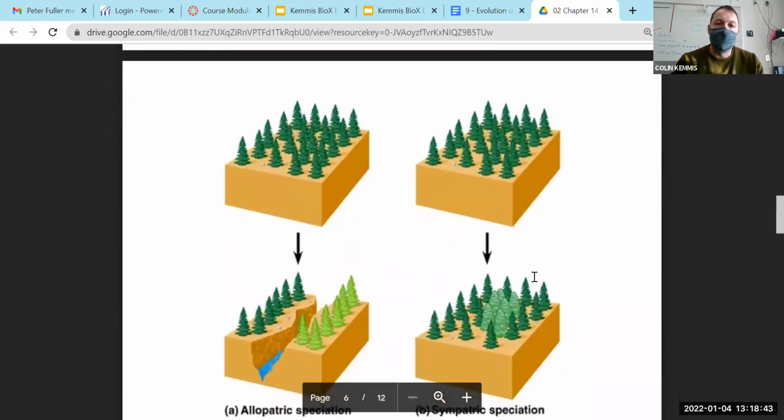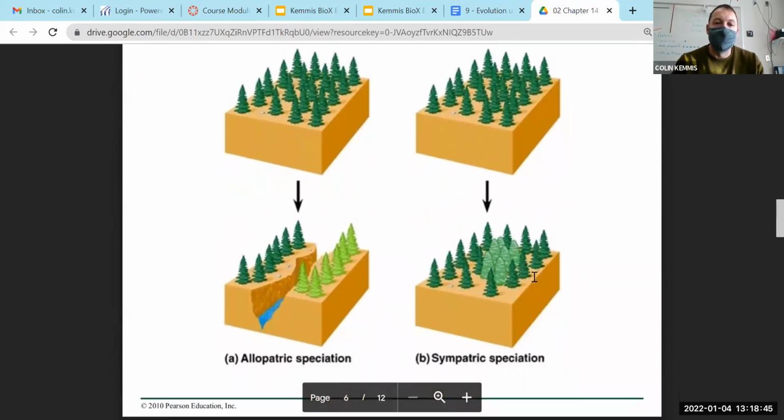So here's your book. It has examples of these with trees. Allopatric: what if there's a river or a canyon where the tree pollen can't get across? It'd probably need to be a much bigger canyon than this, as shown here.